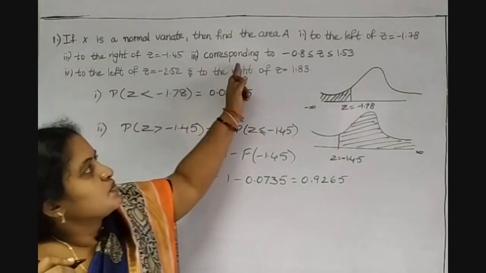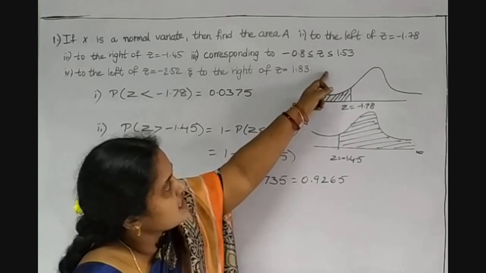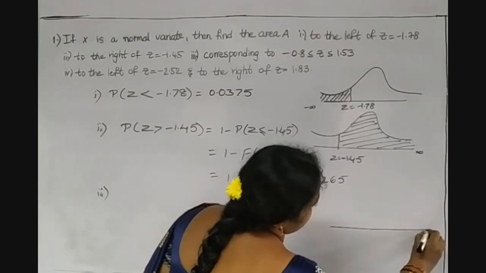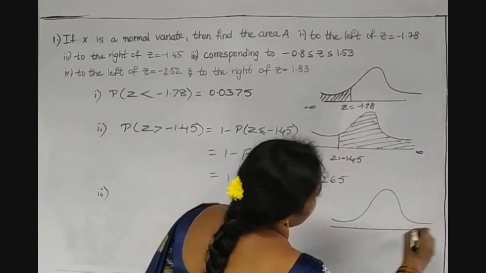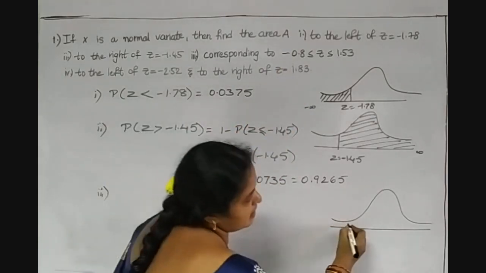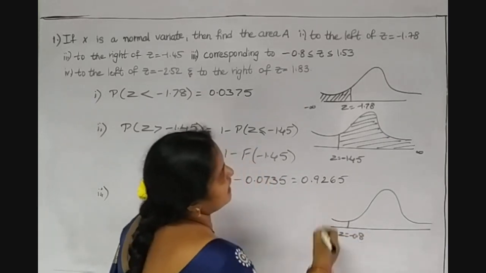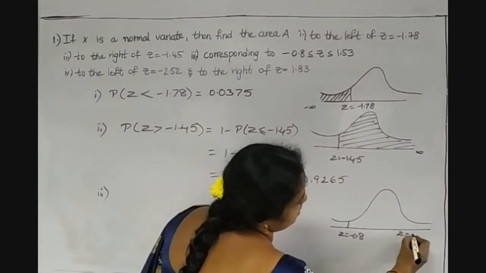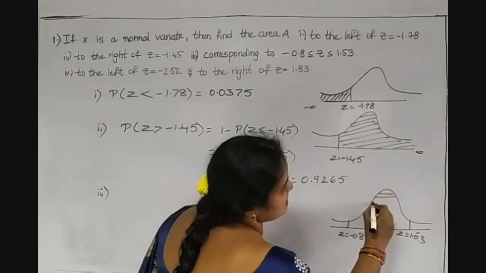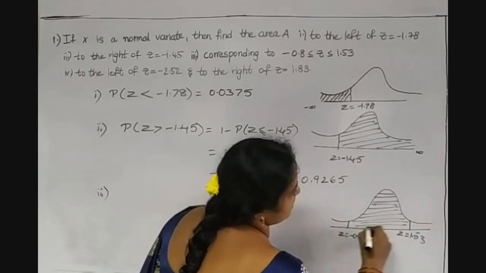Next, third case, that is corresponding to minus 0.8 less than or equal to Z less than or equal to 1.53. That means the shape of the curve is to be bell shaped. Here the Z value is minus 0.8, that means a negative value. So that is Z equal to minus 0.8, again Z equal to 1.53. We have to find out this area in between, this area which we have to find out.